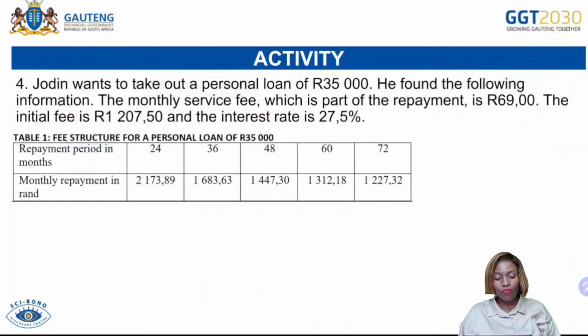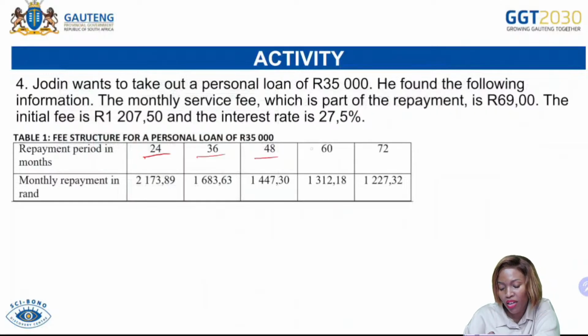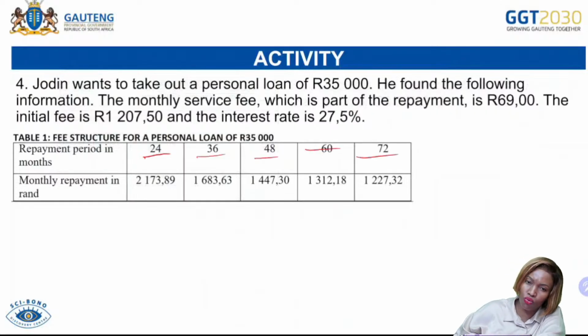Number 4, Jordan wants to take out a personal loan of 35,000 rands. He found the following information. The monthly service fee, which is part of the repayment, is 69 rands, and the initial fee is 1,207.50. The interest rate is 27.5%. So that is a personal loan. The repayment period in months: this person has an option of paying in 24 months, 36 months, 48 months, 60 months, or 72 months.